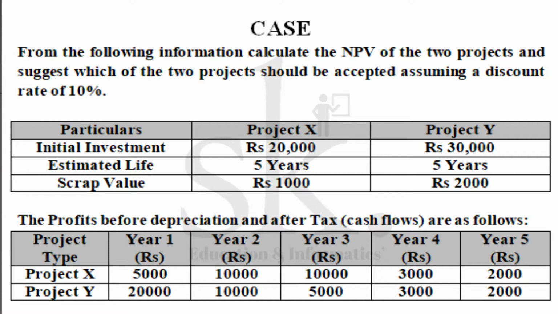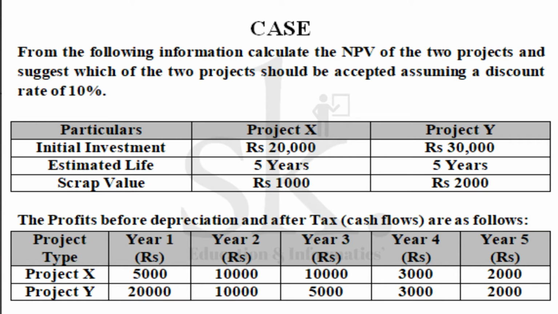The next point given is the estimated life, which is 5 years for project X and 5 years for project Y. Now here comes the most important thing. This is the first time you are coming across this particular point. Now there is a mention of a scrap value. Scrap value is rupees 1,000 for project X and rupees 2,000 for project Y, and thereafter the future cash inflow of project X and project Y has been given for the 5 years.